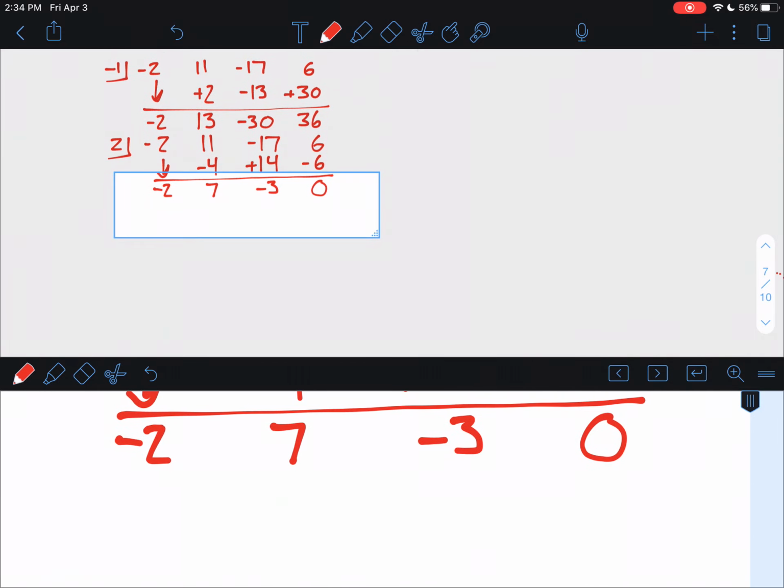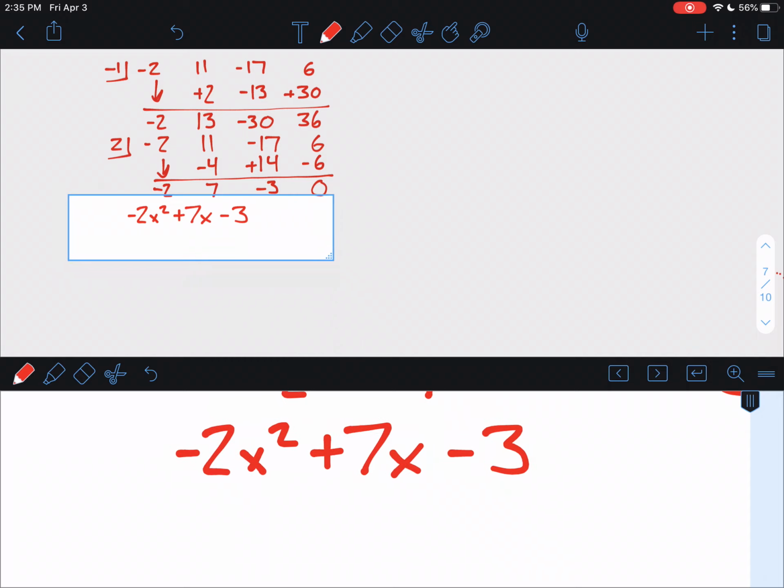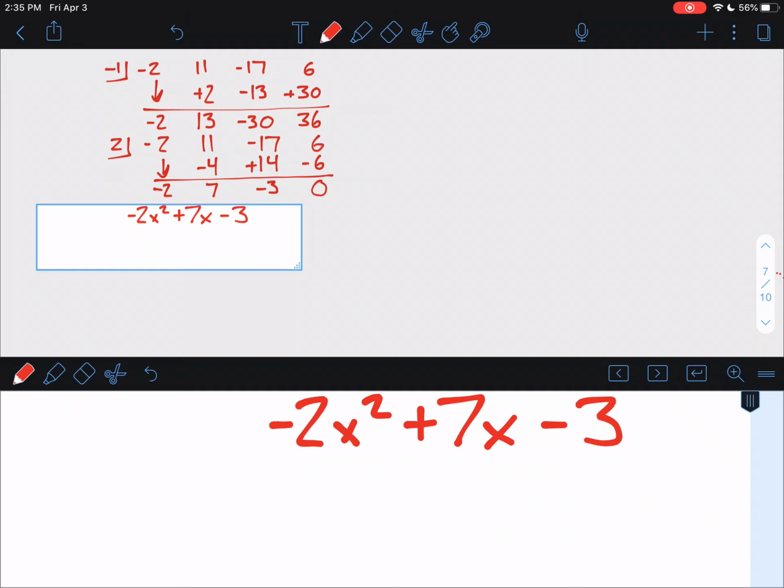Now I'm looking for 2 more zeros. So I'm going to take these 3 numbers here, that negative 2, that 7, and that negative 3, and I'm going to rewrite this into my new polynomial. And I'm going to have negative 2x to the second power, or squared, because there's 2 more zeros that I'm looking for, plus 7x minus 3. And I'm finding the zeros of this quadratic. It is a quadratic because it's x squared, and since it's a quadratic, I can factor it.